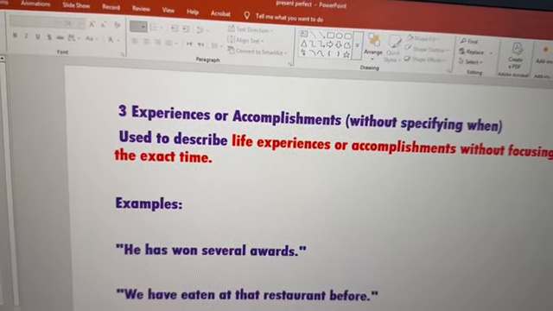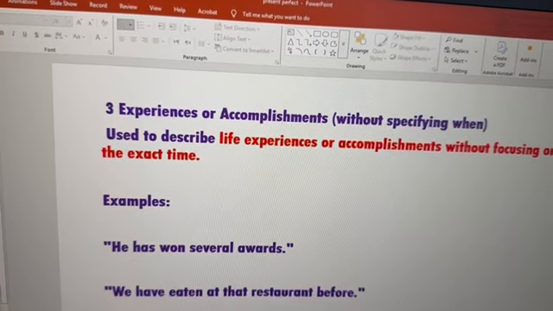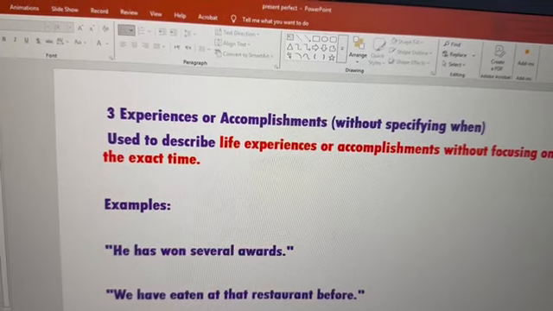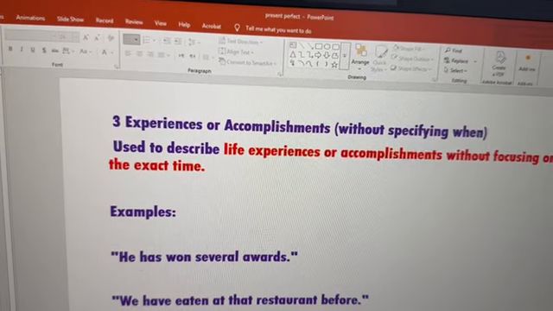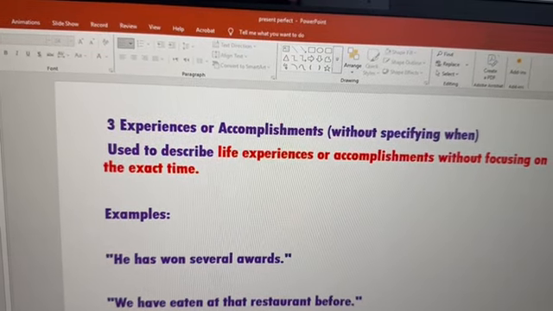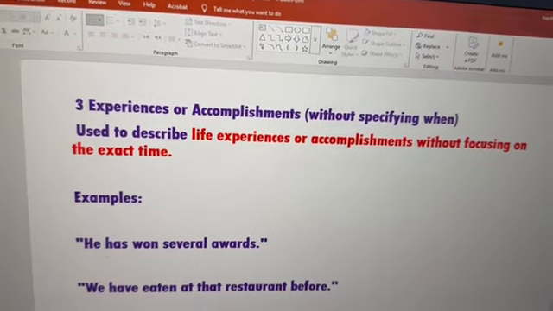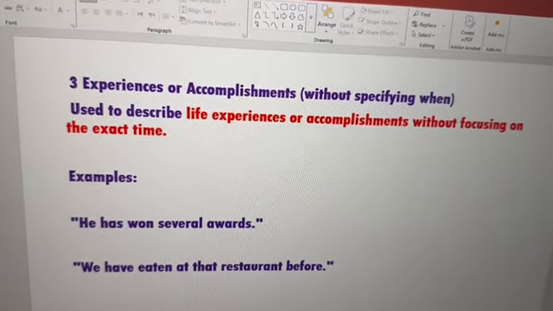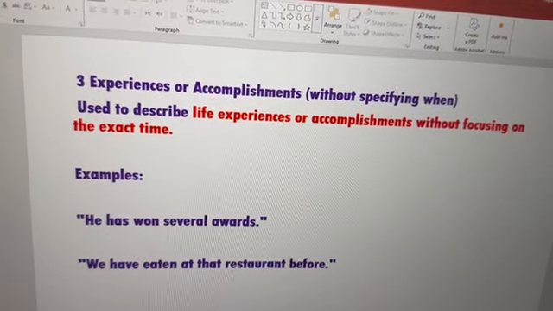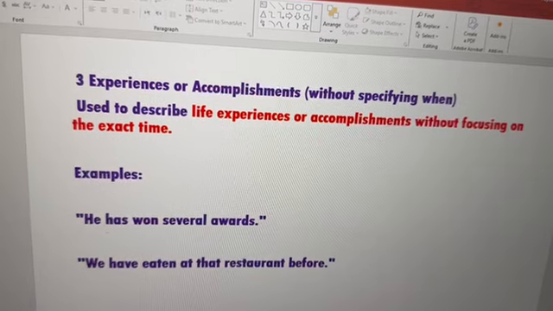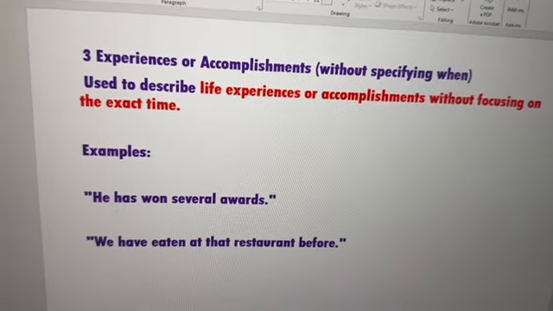Number 3. Experiences or accomplishments without specifying when. It means the time also is not specified. It is used to describe life experiences or accomplishments without focusing on the exact time of the action or event. So in this use, we are focusing on life's experiences or accomplishments, but without focusing on the exact time. Means there is no exact time.